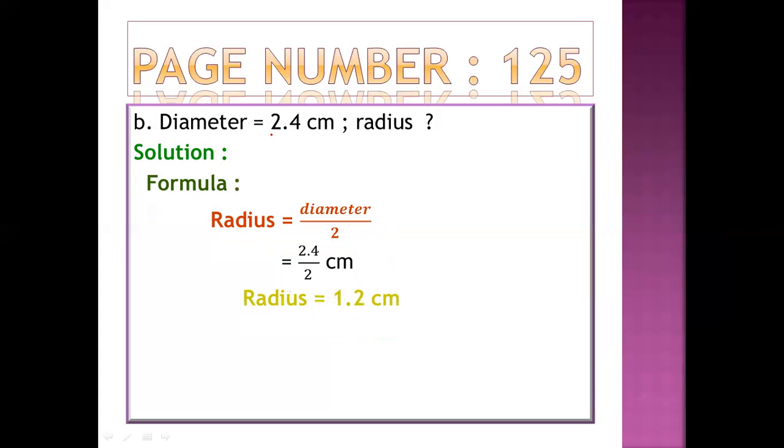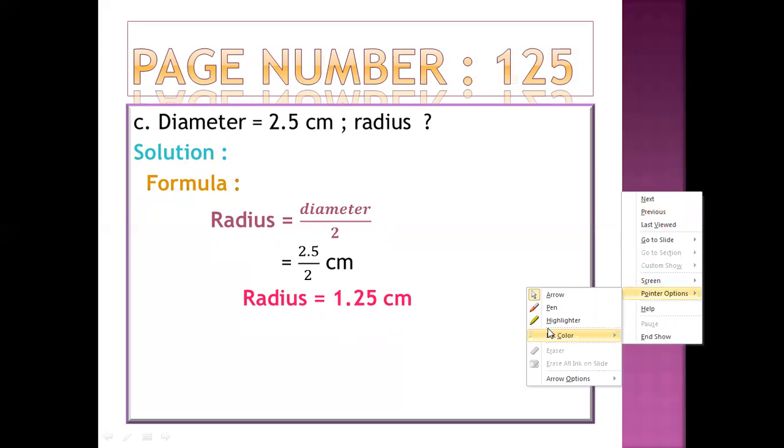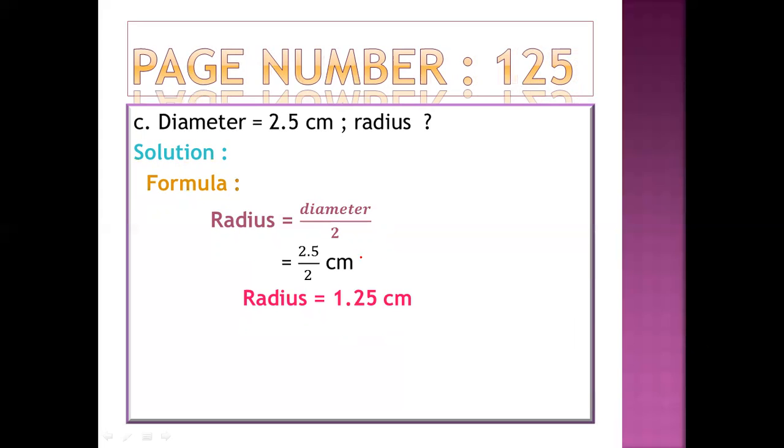Put your compass on the page and draw the circle with radius 0.6 centimeter. Second part, the diameter is 2.4 centimeter. Again, diameter over 2 is the radius. We divide 2.4 by 2. 1.2 centimeter is the radius of the given circle. These circles are given in question 1. We only take the measurement of diameter from that question and we are finding here the radius.